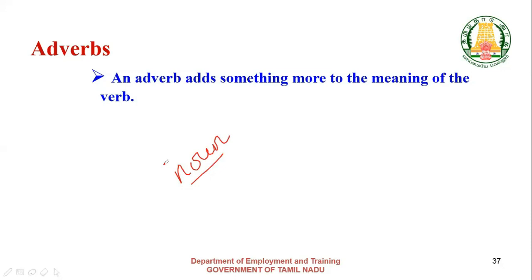But here, adverb, we have a clue here: add plus verb. If any word adds meaning to the verb, that is an adverb. Any word that describes a verb is called an adverb. An adverb adds something more to the meaning of the verb. This is a very crisp definition for adverbs.